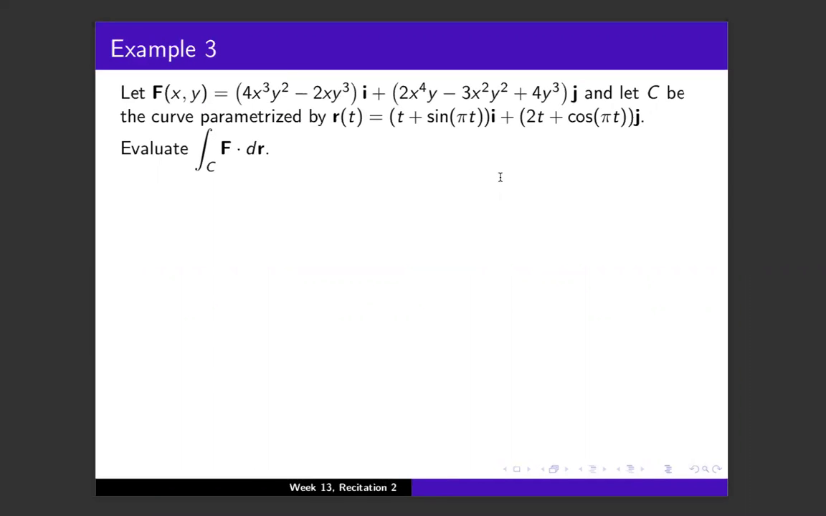Okay, so let's do another one. On the other hand, here's a vector field for you, and C is going to be this curve. Evaluate this line integral.